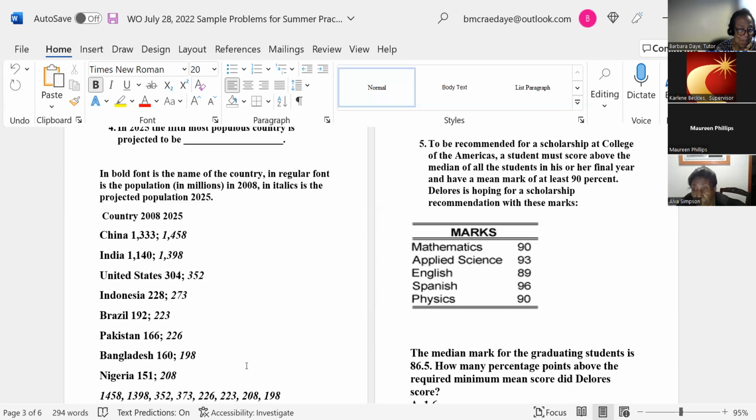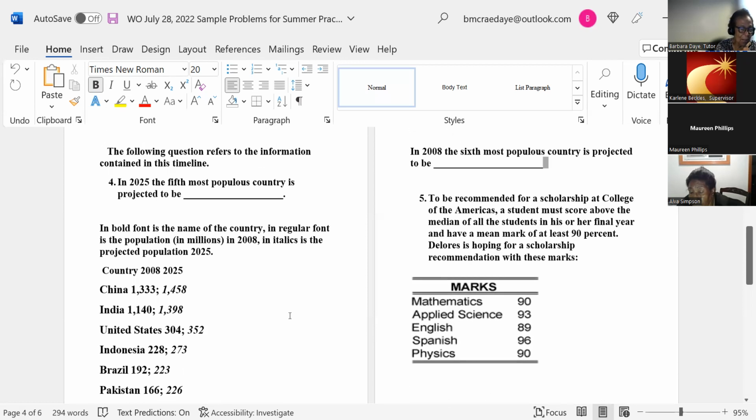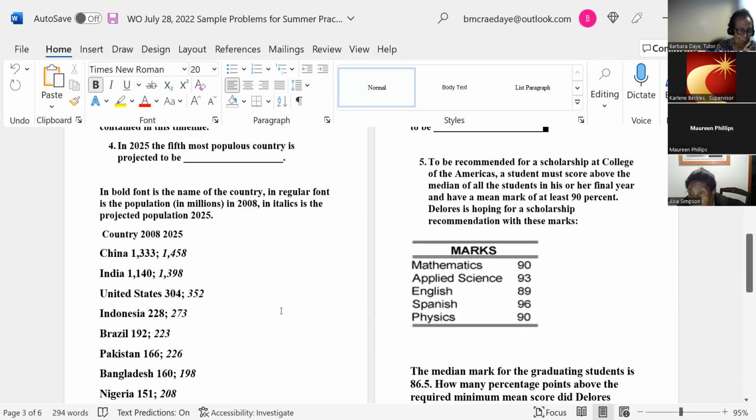Maureen, what did you get? Oh, okay, wait. You put them in order, Alva? No, I didn't put them. Okay. Put them in order. So the most popular country. The 6th. You're going from down to up. It would be China. No, China is number 1. 1, 2, 3. I said the 6th.